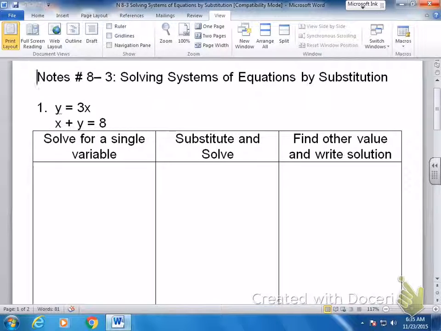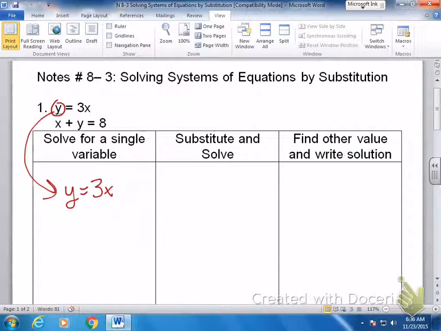So what we're going to do on the first one is we're going to look at the two equations. We've got y equals 3x and x plus y equals 8. And we want to solve one of those for a variable. Now this one's pretty easy because if we look, we have y equals 3x. That's a good sign that we need to use that one because it's already solved for a variable. So it says in our first column, solve for a single variable. Well, we're lucky there. We already have. It's y equals 3x.